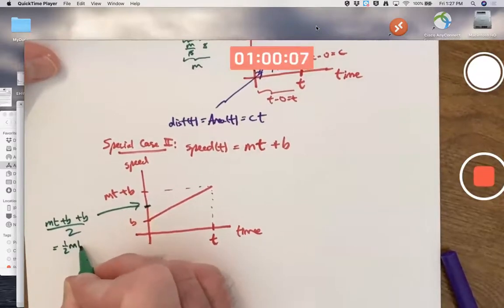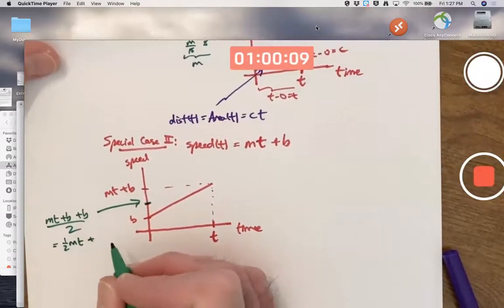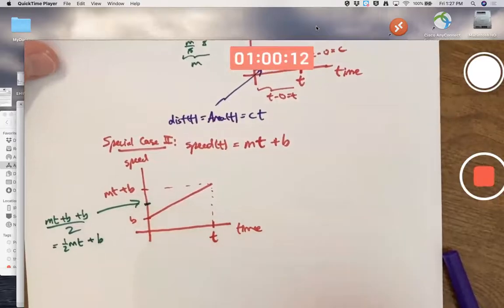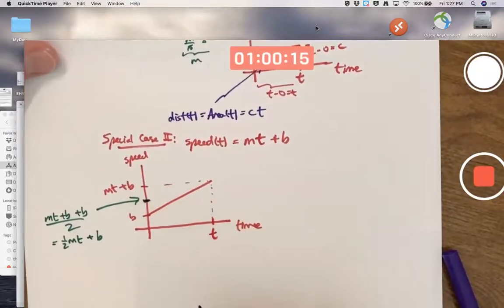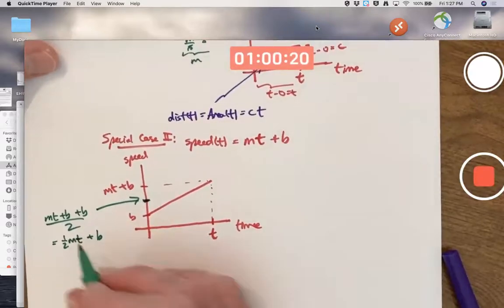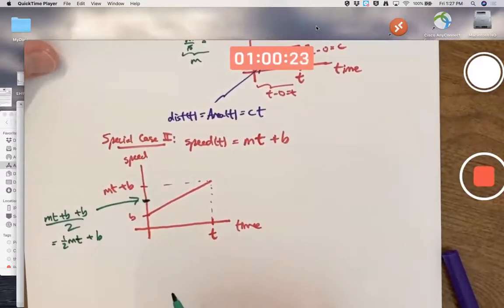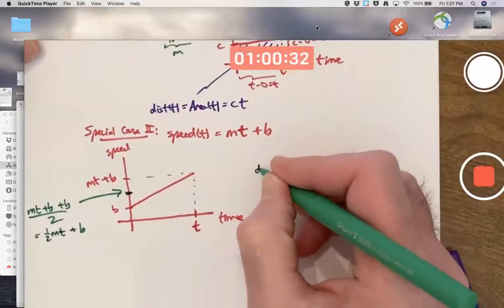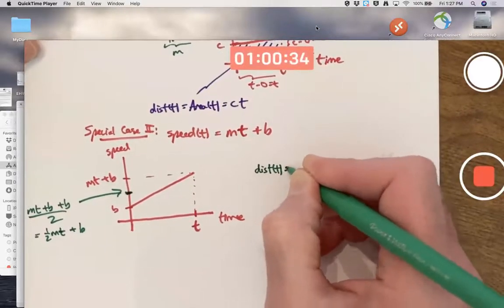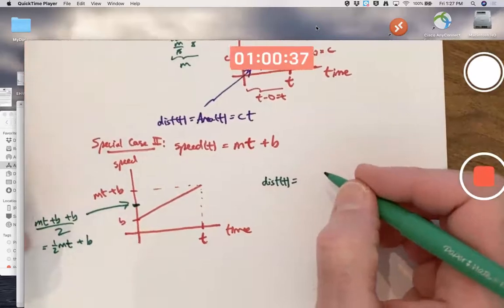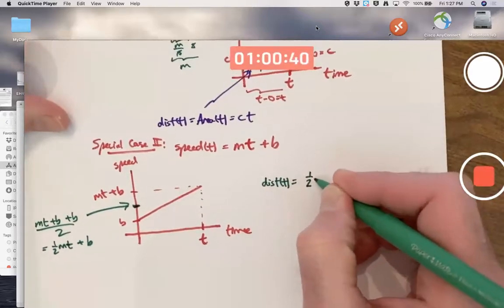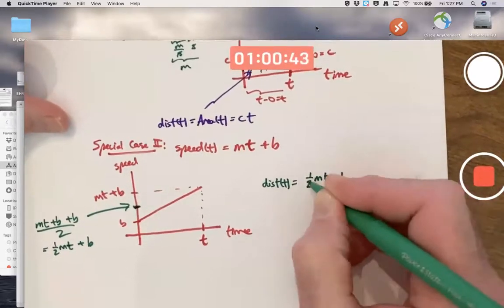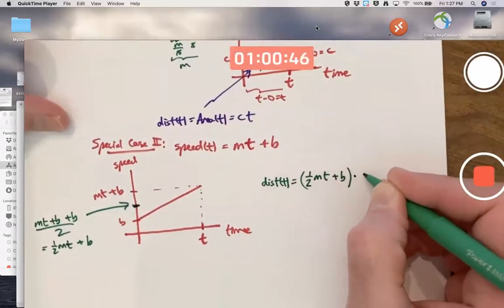1/2 mt plus 2b over 2, which is the same as b. That's what that number is right there. If you had specific numbers for m and b, you could find specifically what that is, although it would still depend on t. If I take that average speed and multiply by the time elapsed, that should give me the distance traveled. Dist of t should be that average speed, 1/2 mt plus b, times the time elapsed, t.